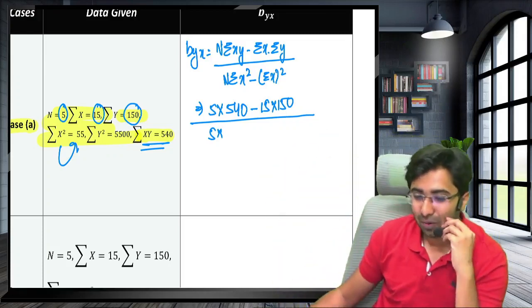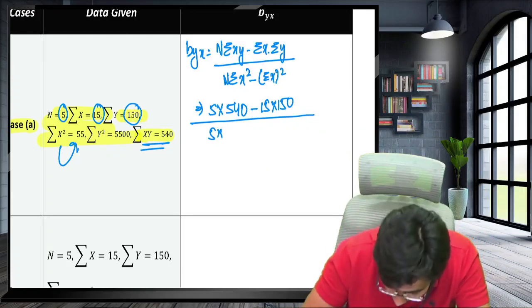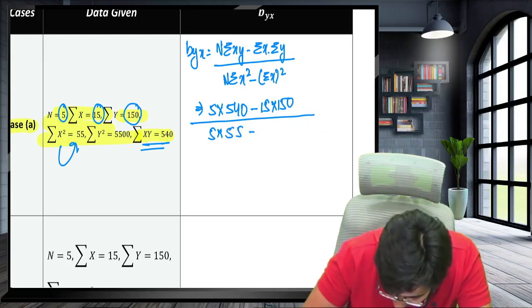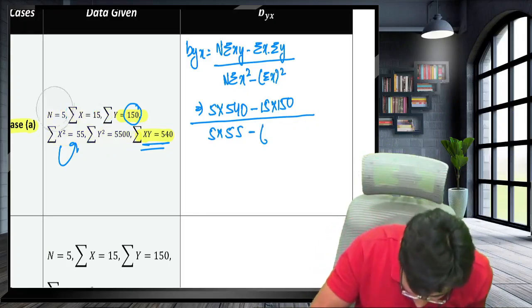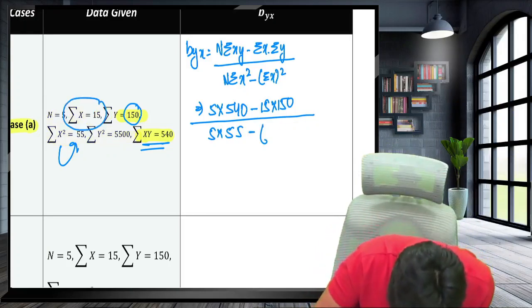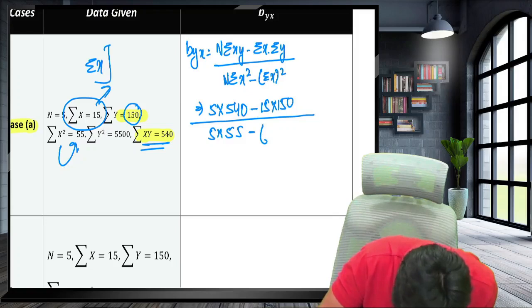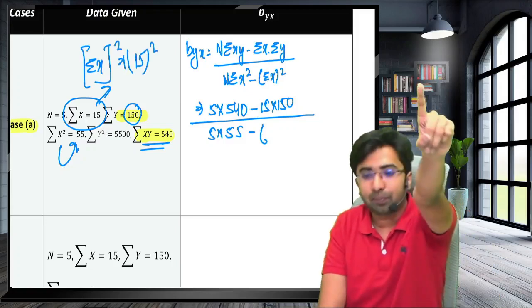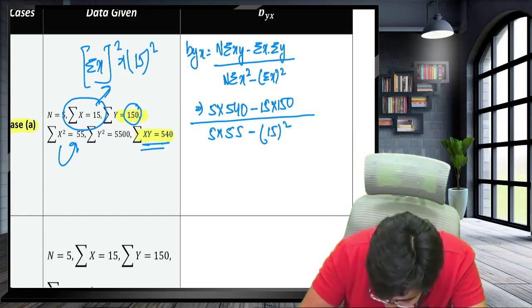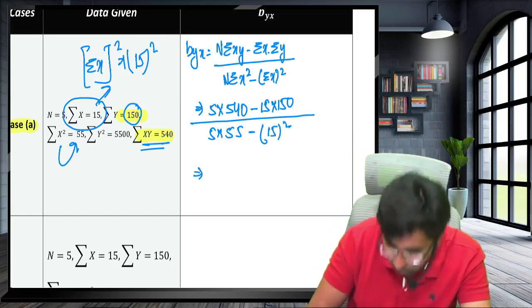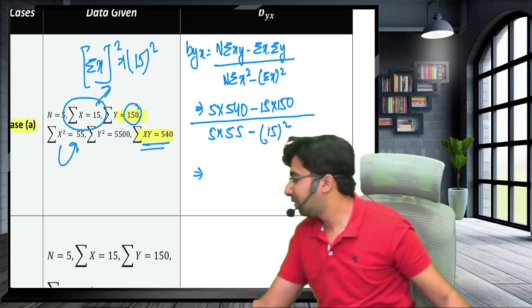Now see, summation x square is given as 55. Now summation x whole square: what will it be? This is summation x, and we are asking about summation x whole square, so this will be 15 whole square. Guys, can you calculate this? Madam, is there any calculator over there?